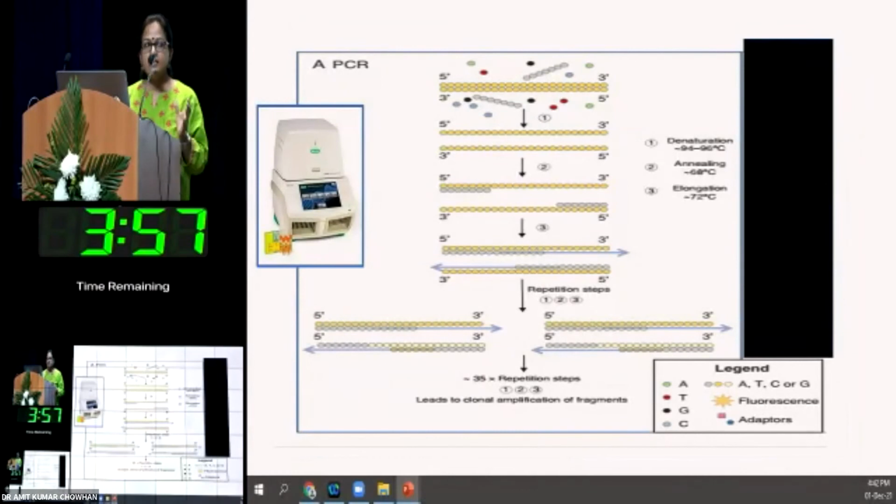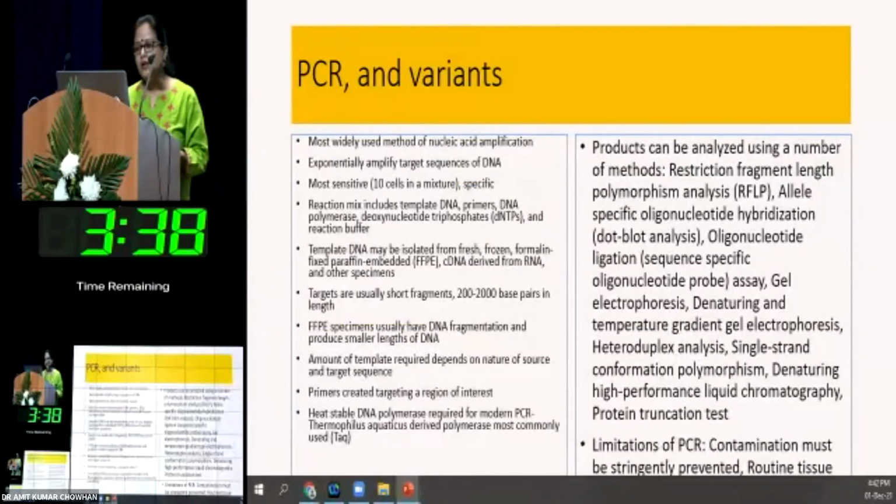Before we start the methods based on sequencing, we start with PCR because it is the simplest platform available. PCR is based on repeated denaturation, annealing, and elongation over 35 cycles, which gives rise to an amplicon, which can then be visualized by different methods. The limitation of PCR is that if there is any contaminant in the mixture, that would also get amplified.